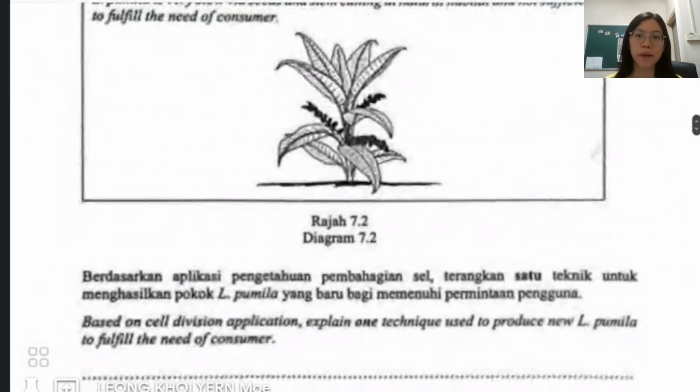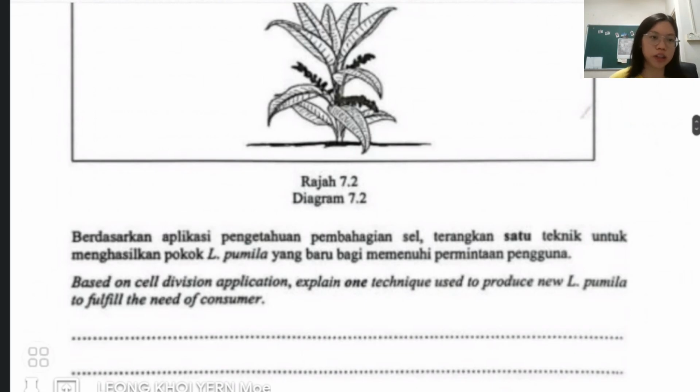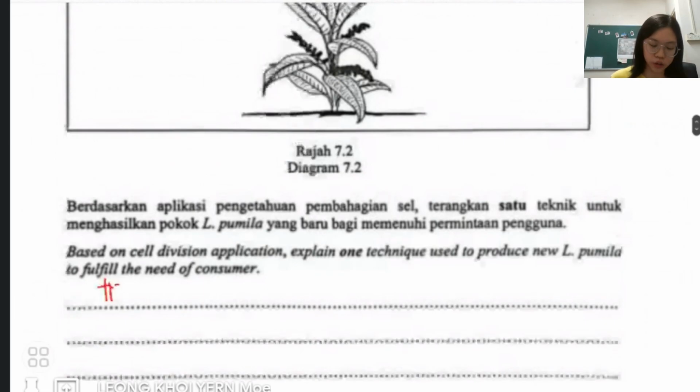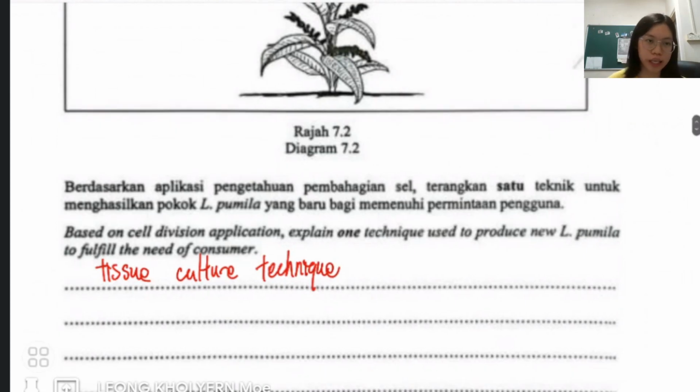So based on cell division application, name one technique used to produce more of the plant to fulfill the need of customers. This technique is actually quite widely used. It's basically the tissue culture technique. So first of all, you state what the technique is: tissue culture technique. So what happens in the tissue culture technique?